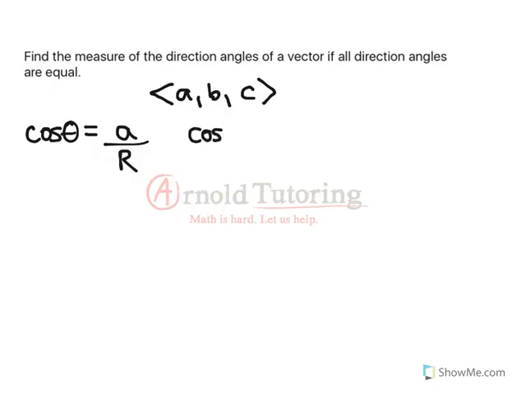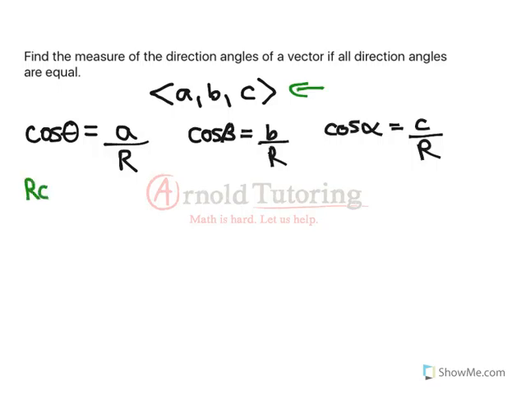So cos, instead of theta, I'll say beta, equals b over the magnitude of our vector, and cos, let's say alpha, equals c over the magnitude of our vector. Now we're told that all the direction angles are equal, so I'm just going to use theta for all of them. And I'm calling the components of our vector ABC. I'm going to rename those by rearranging these equations.